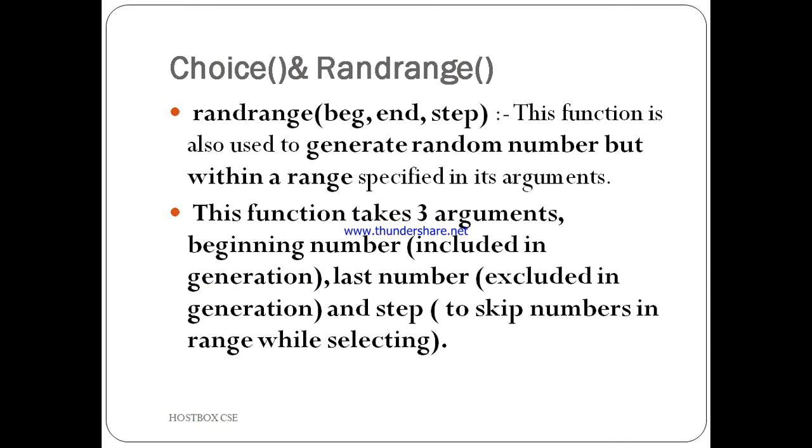Now we see a small example for understanding choice and arrange. I'm giving an additional point here. Range, arrange, is a function used to generate random numbers within a range specified in the arguments, and it also takes three arguments. Don't forget the number arguments: beginning number, last number, and step. You see the example here.